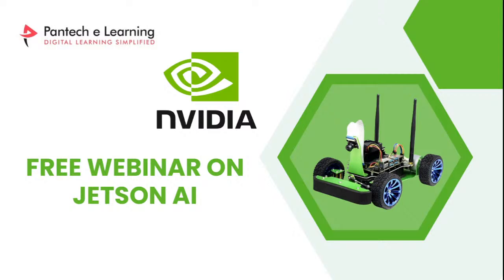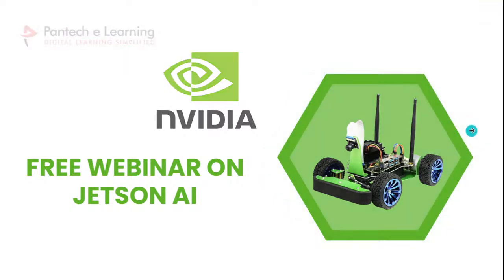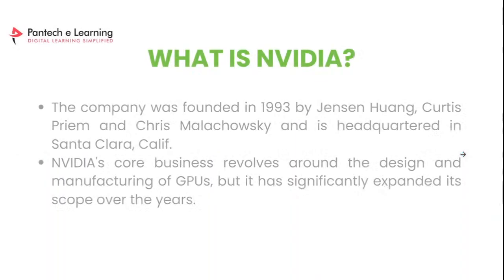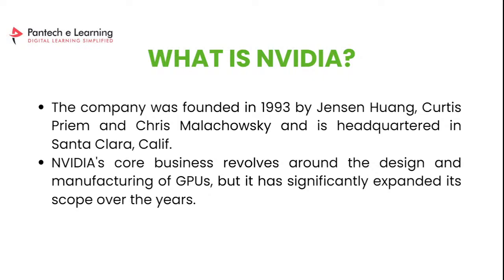First let's start with an introduction about this particular company, Nvidia. So what is Nvidia? Nvidia Corporation is a technology company known for designing and manufacturing GPUs, which stands for graphics processing units. The company was founded in 1993 by Jensen Huang, Curtis and Chris, and it is headquartered in Santa Clara, California.